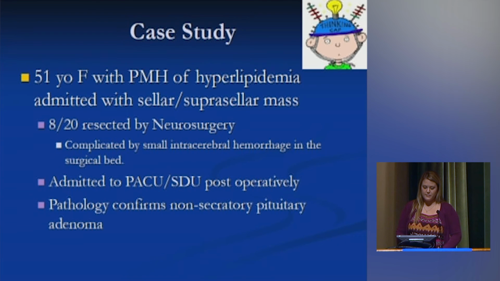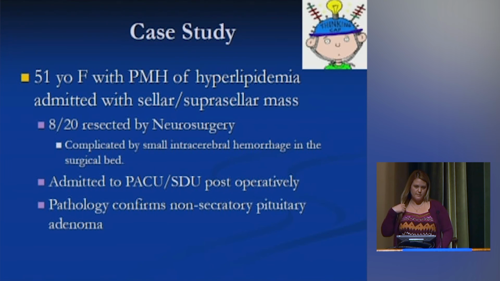And then I'm going to go through a case study. This is actually a patient that I took care of when I was back in Ohio. She's a 51-year-old woman that had a history of hyperlipidemia and came in with a suprasellar mass that was resected by neurosurgery with a small complication of a little intracerebral hemorrhage in that surgical bed.